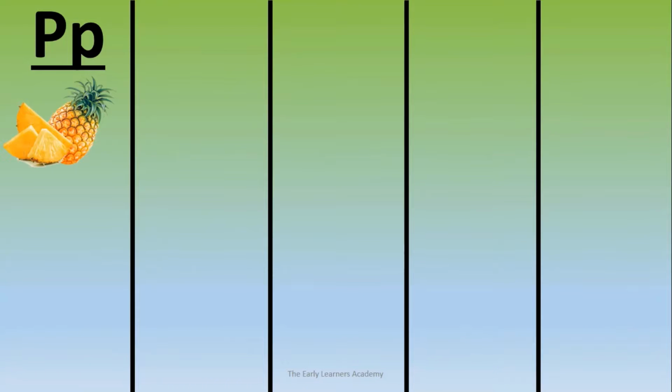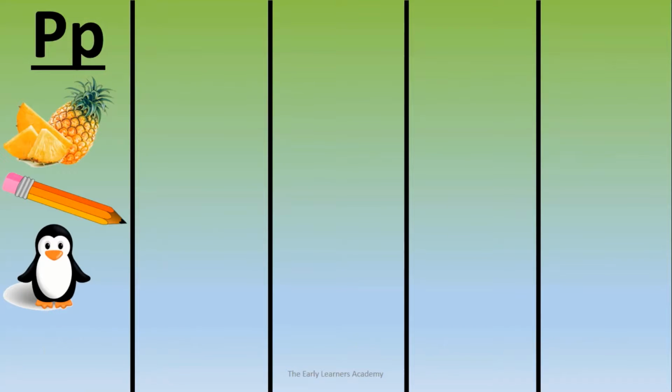Let's have a recap. Letter P, sound of P is P. Pineapple. P. Pencil. P. Penguin. P. Pizza.